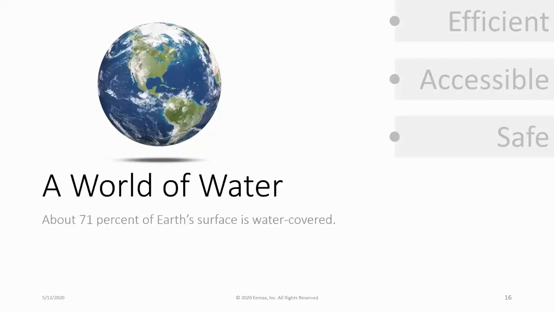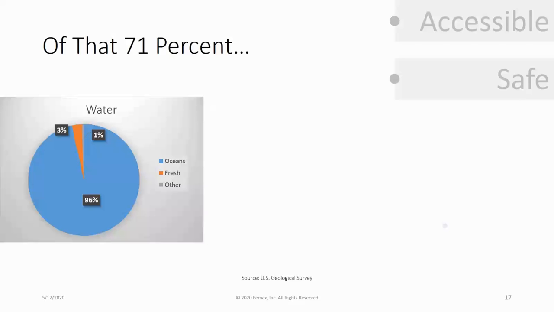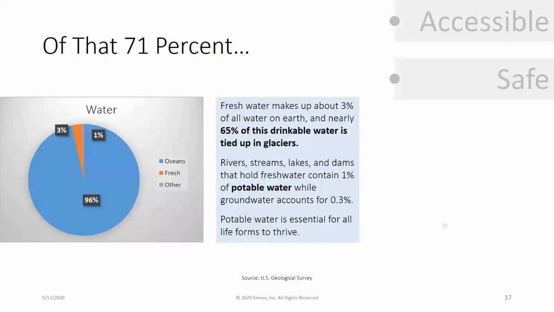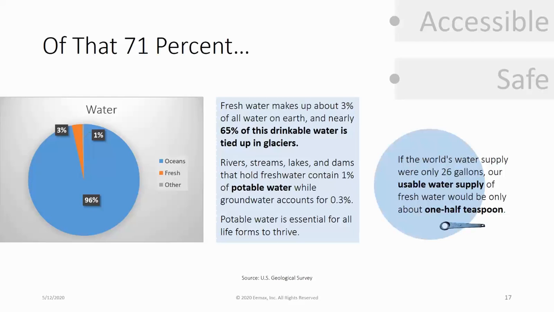So I think we were all taught at a relatively young age that the world is made up of 70% water. Of that 71%, 3% of it is fresh water. Of that 3% of fresh water, 65% of it is frozen in the glaciers. Potable water from groundwater is only 0.3%. So it just goes to show that we really have to pay attention to the efficiency of our plumbing systems. To break that down into a little bit more of a comparison, if the water supply in the world was only 26 gallons, the usable water supply would be 1/2 a teaspoon. Really makes it simple to digest.